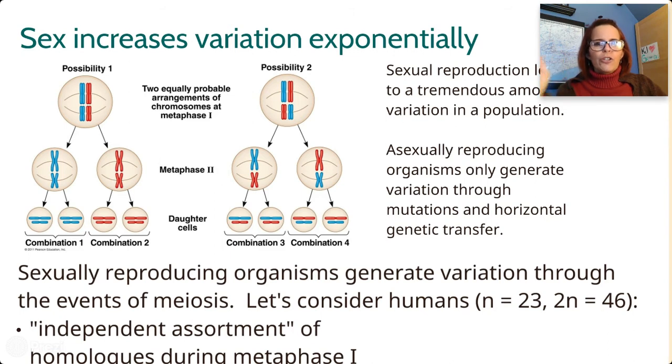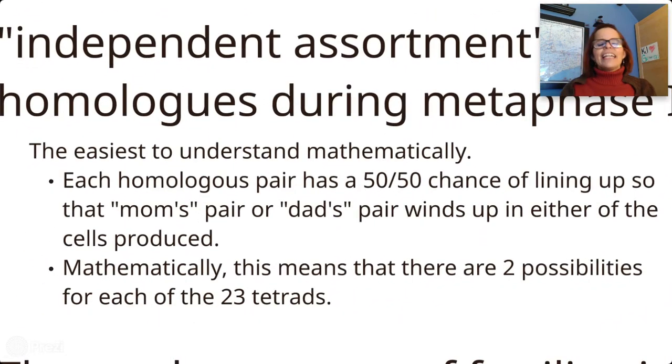Independent assortment refers to which side the chromosomes in their pairs line up on. So one time when we go through meiosis, dad's chromosome might be on the left side and mom's on the right. The next time we go through meiosis in a different cell, dad's might line up on the right and mom's lines up on the left. It is random which side each one from the pair lines up on. So to mathematically calculate that, it says here each homologous pair has a 50-50 chance of lining up so that mom's or dad's chromosome winds up on either side of the cells that are produced.